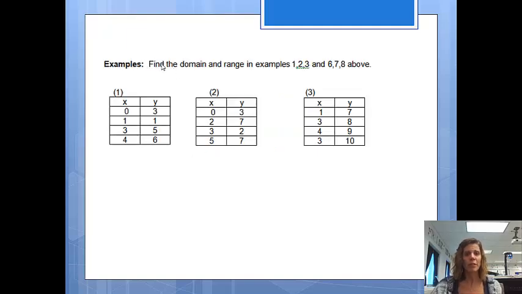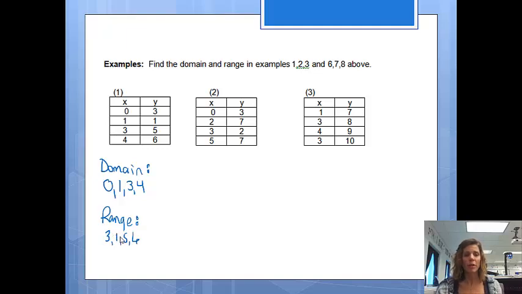All right, for an example, find the domain and range in examples 1, 2, 3, and then 6, 7, 8. So please find 1, 2, and 3 from above in your other notes, and we can write some things right underneath or off to the side. If I'm given a table, the domain is just a listing of all of the x values. For this one, it's just going to be 0, 1, 3, and 4, and that's it. The range is a listing of all the output, or y, values: 3, 1, 5, 6.